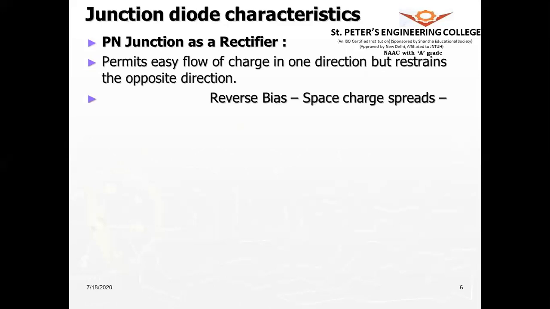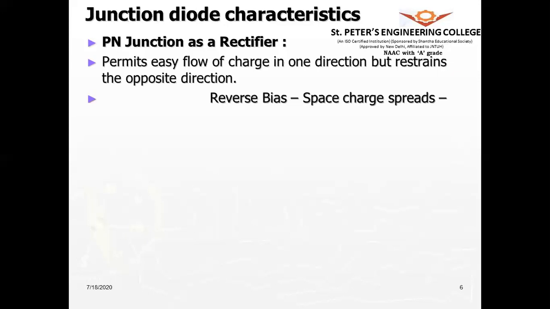Now, reverse bias. What is the reverse bias? When the positive of the battery is applied to the N type and negative of the battery is applied to the P type, then we say it is reverse biased. If the positive of the battery is applied to the P type and negative of the battery is applied to the N type, then we say it is forward biased.